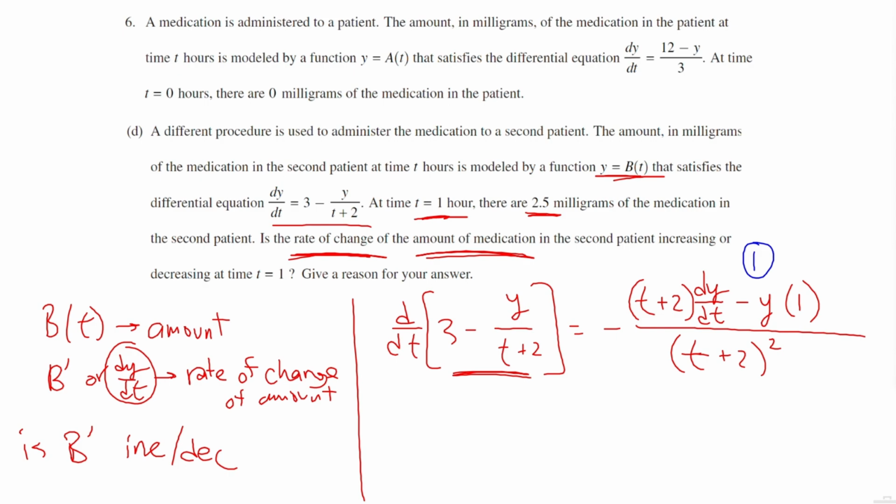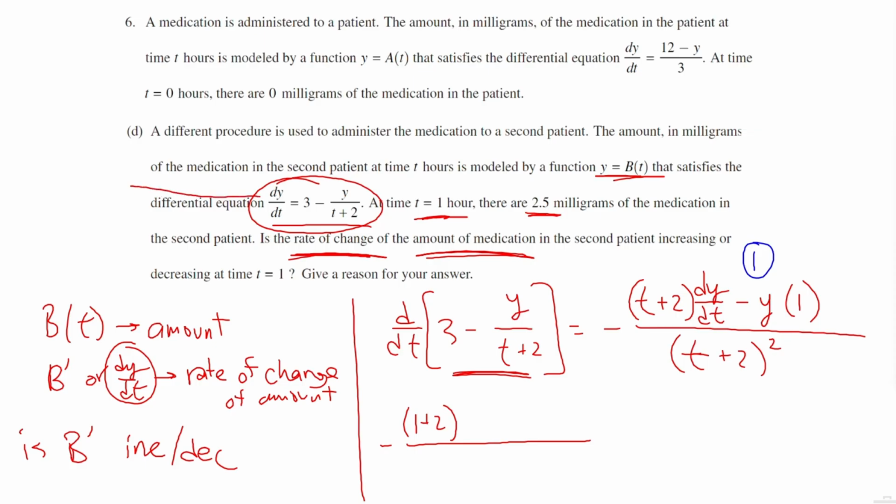So for all of the t's, we're going to put in a 1. So we're going to start with a negative, right, because we have that negative out in front. And then t plus 2 is going to be 1 plus 2. And then the 2.5 needs to go in for the y into our dy dt, right? And so our new dy dt looks like this.